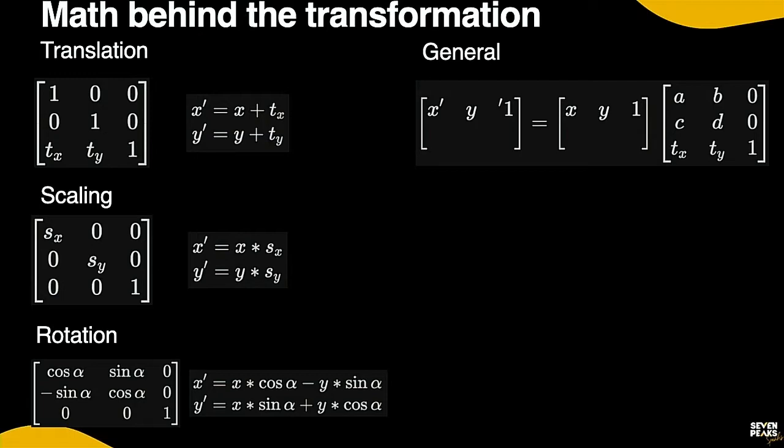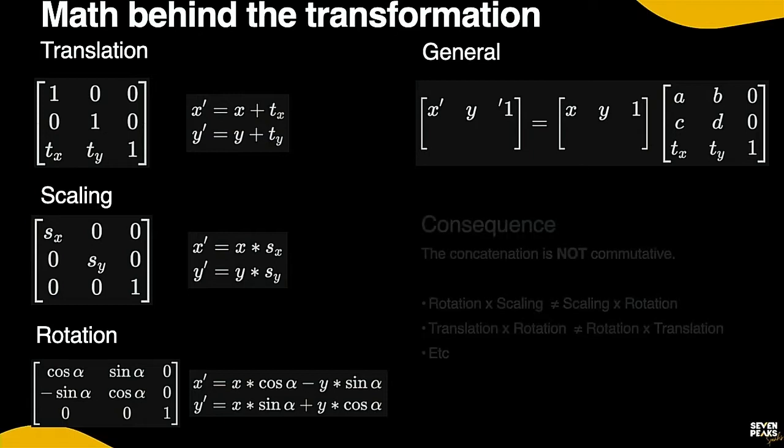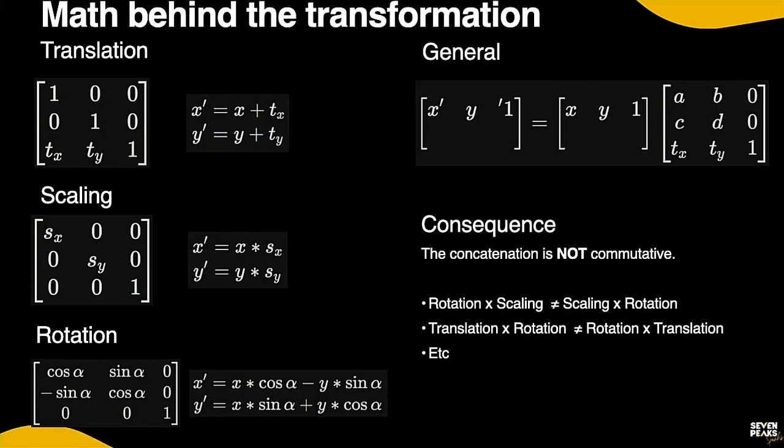Because it's a transformation matrix, we can do it multiple times. You can do translation and then scaling and then rotation, and then do scaling again and then do translation again. As a consequence, because it's a matrix multiplication, the concatenation is not commutative. So it means rotation and then scaling will be different from scaling and then rotation. Or translation and then rotation will be different from rotation and then translation.